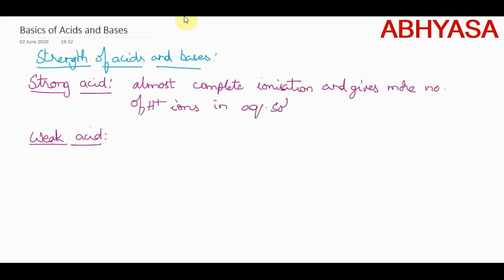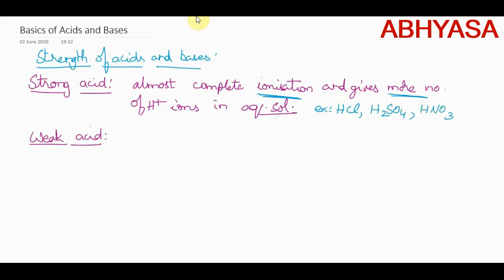So I am writing aqueous solution in this particular way. So what is strong acid? Those acids which undergo almost complete ionization and give more number of H plus ions in aqueous solution are called strong acids. Among the examples which we had learned earlier, the strong acids are hydrochloric acid, then sulfuric acid, nitric acid.